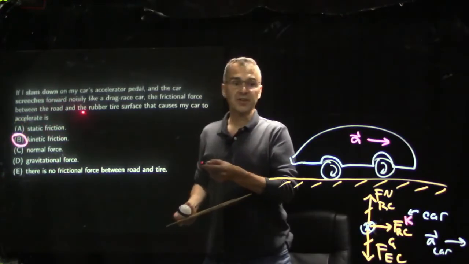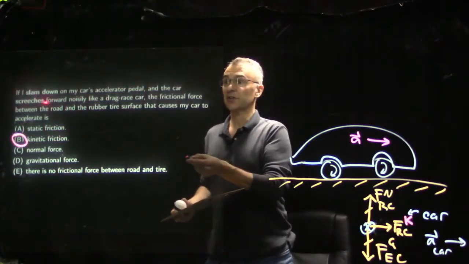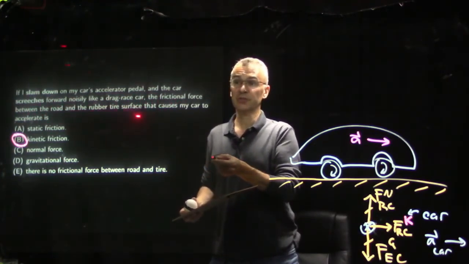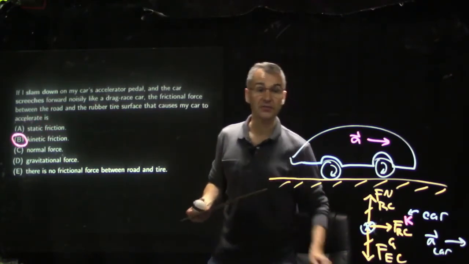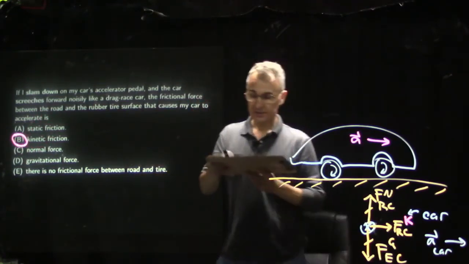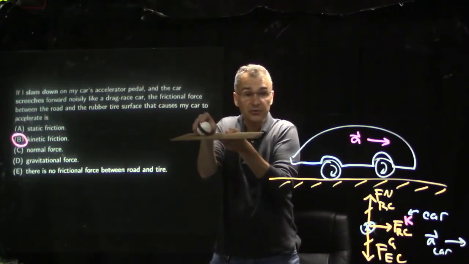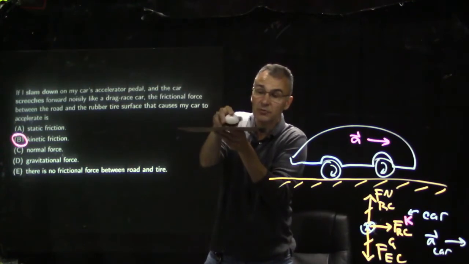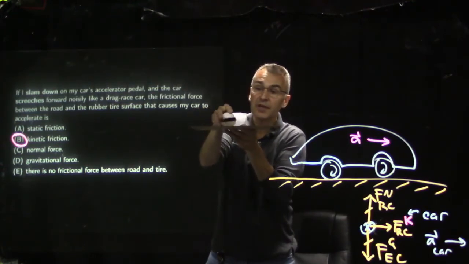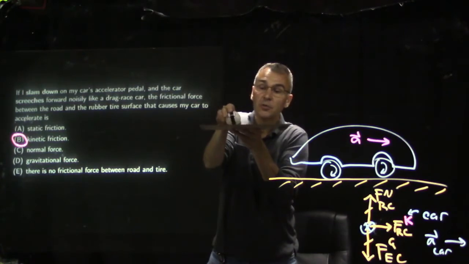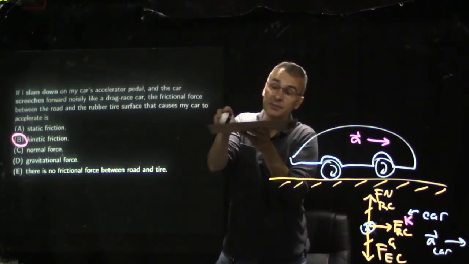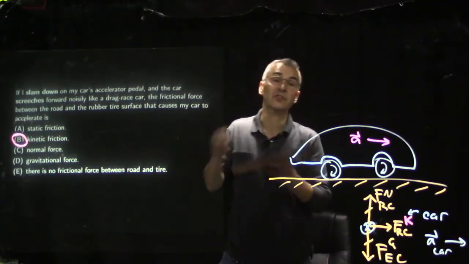If instead I slam down on my car's accelerator pedal and the car screeches forward noisily like a drag race car, now the frictional force between the road and the rubber tire surface that causes my car to accelerate is, in fact, kinetic friction. You can hear that. Each time the tire rolls around one complete revolution, the car goes forward less than one circumference of the tire because the tire is slipping and it's screeching as it goes forward.